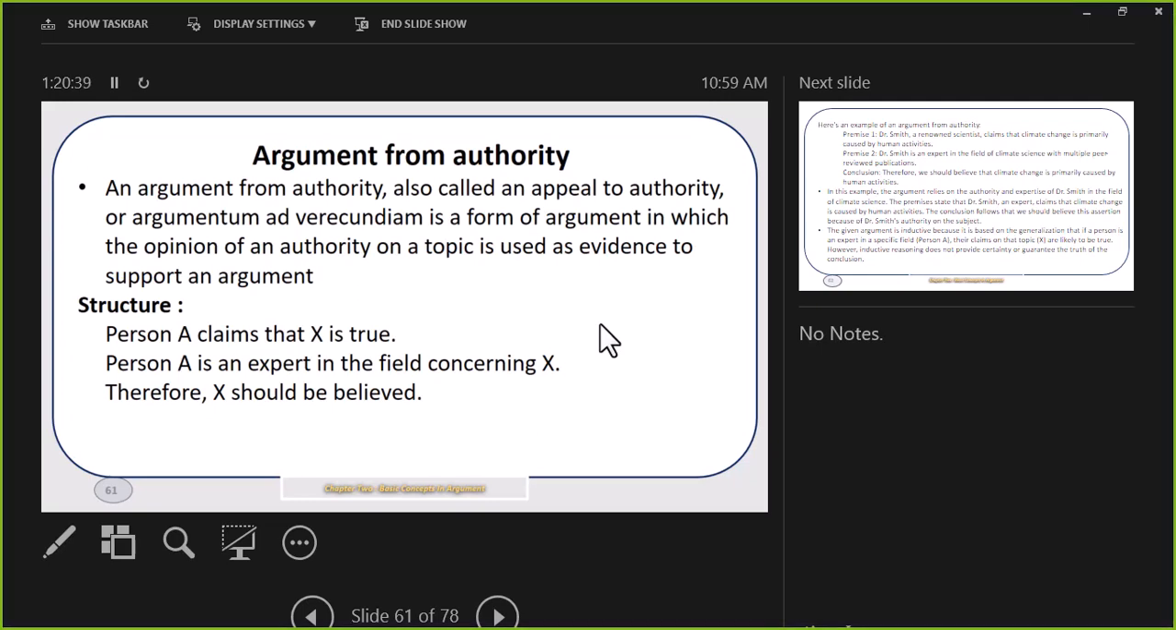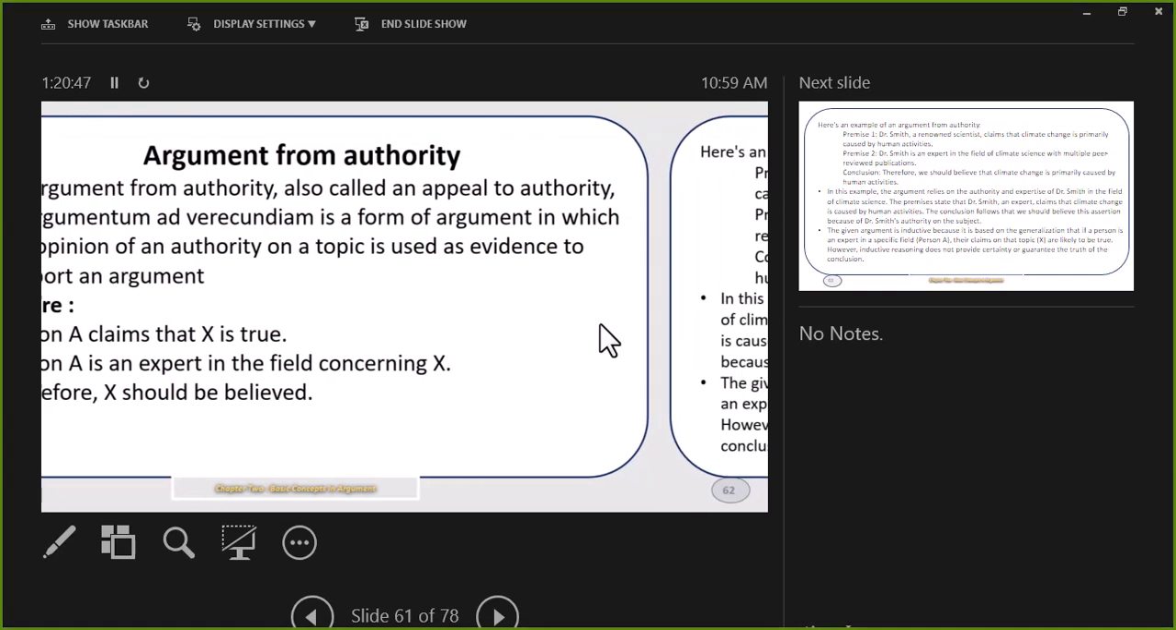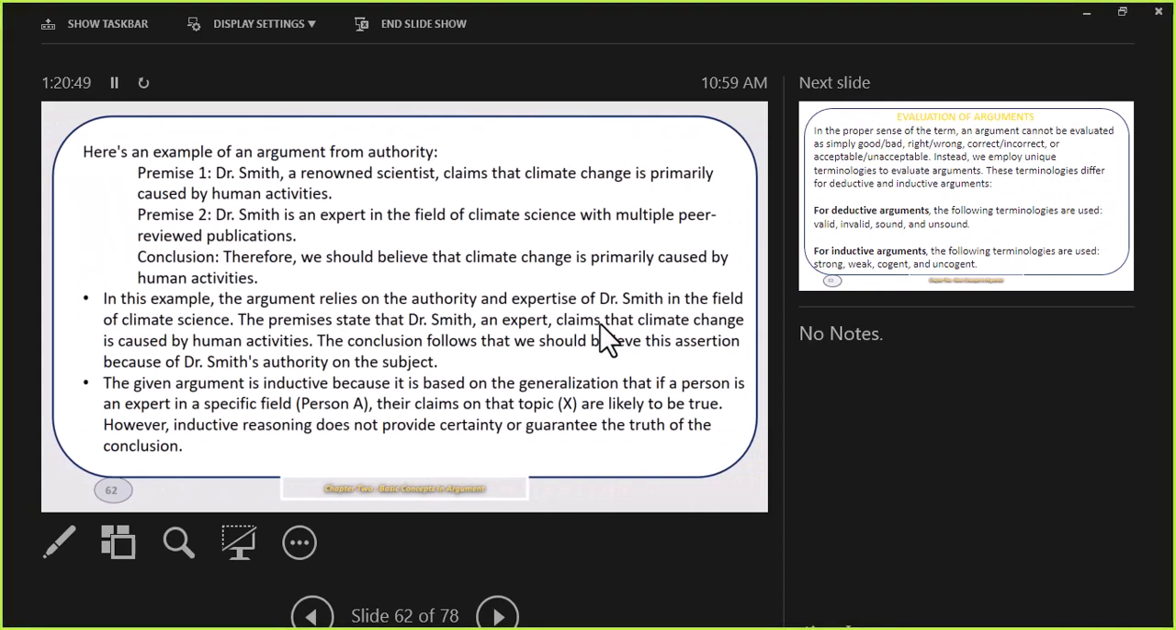Arguments from authority are inductive arguments. The structure of an argument based on authority: person A claims that X is true. Person A is an expert in the field concerning X. Therefore, X should be believed. Example: Dr. Smith, a renowned scientist, claimed that climate change is primarily caused by human activity. Dr. Smith is an expert in the field of climate science with multiple peer-reviewed publications. Therefore, we should believe that climate change is primarily caused by human activities.